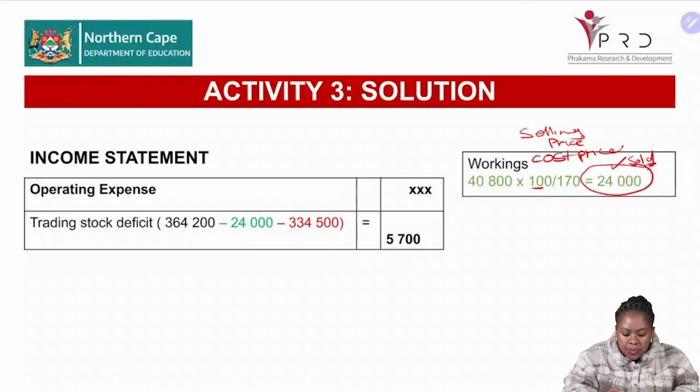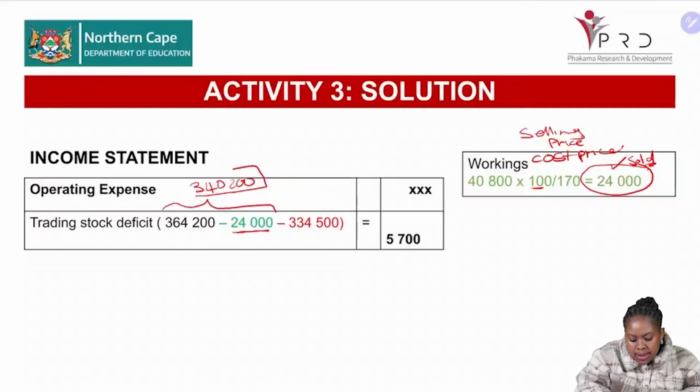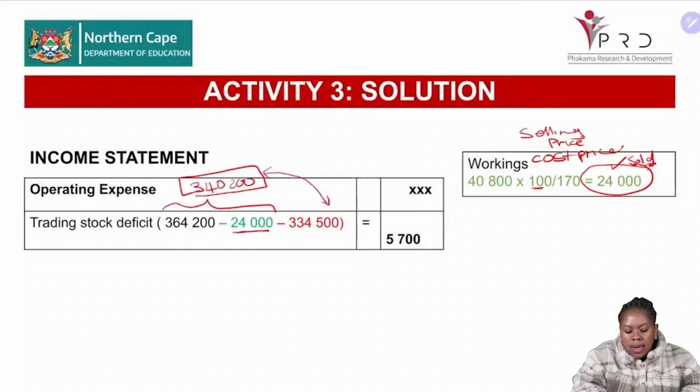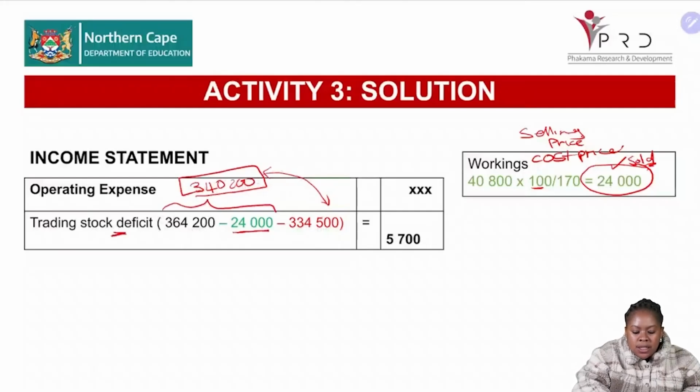So then from the stock, we are subtracting the amount that we sold, and this will give us 340,200. Then we can compare it with that amount. Do we still have to reduce that amount? Yes, we still have to reduce it so that it can be 334,500. And that is why we say it's a deficit, because we still have to reduce it.